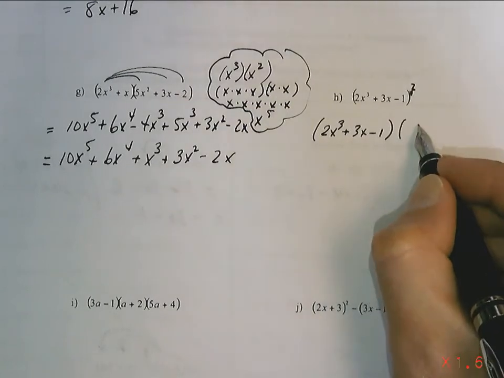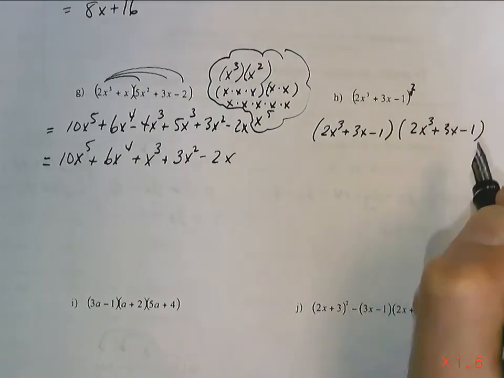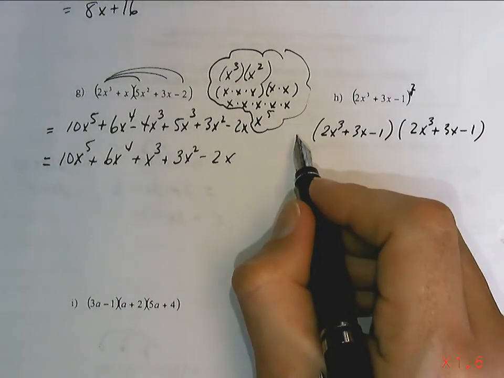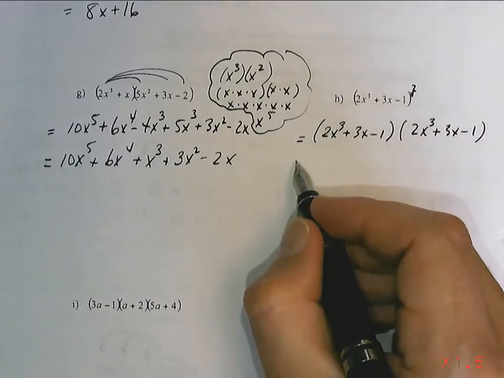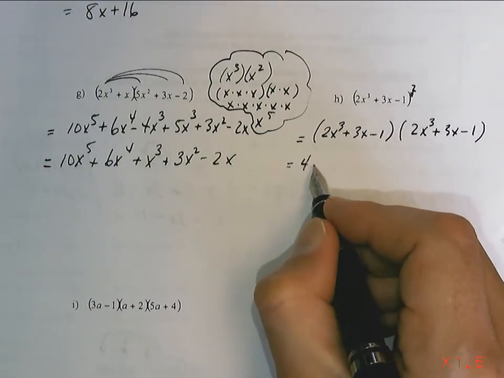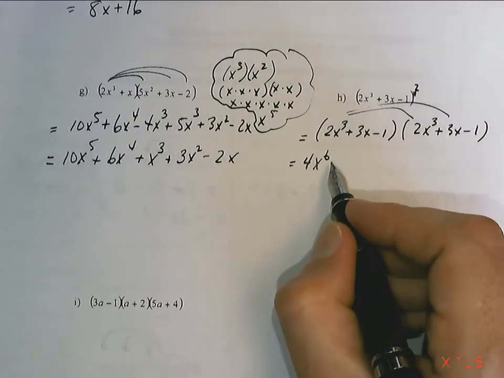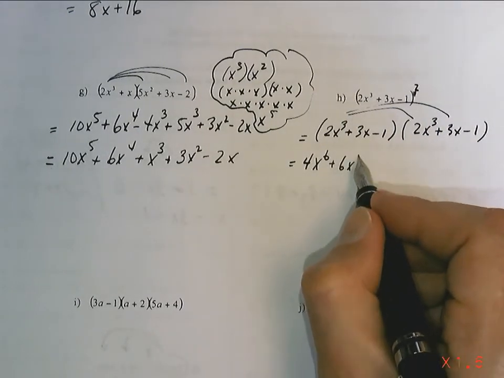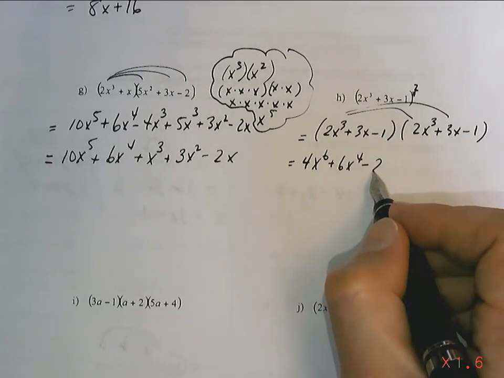Now, I put a challenge out there. If there is a shortcut for it and someone wants to find it and explain it to me, that'd be great, but I can't think of one offhand. So 2x cubed are going to be 4x to the 6, and then it's going to be 6x to the 4. Please make sure that's not x to the 9. That would be wrong. And then it's going to be negative 2x cubed.